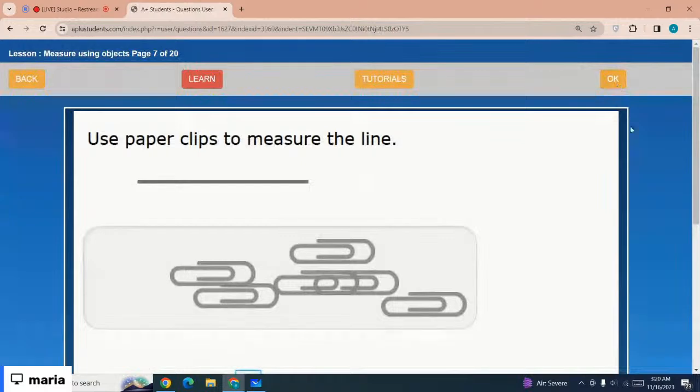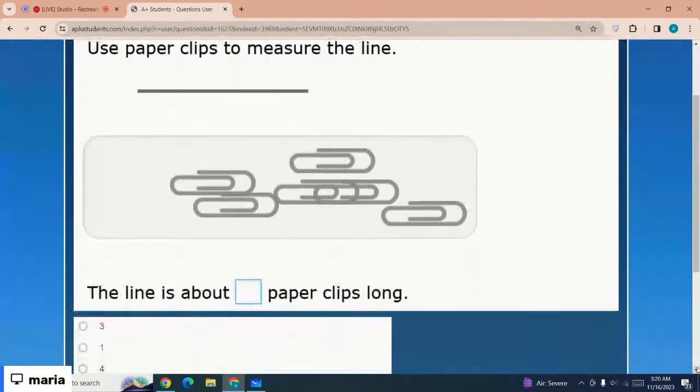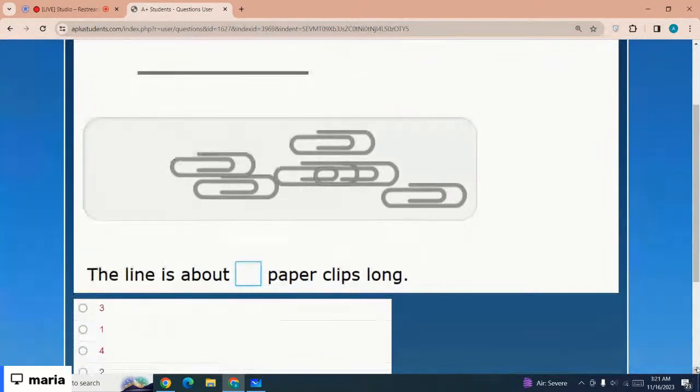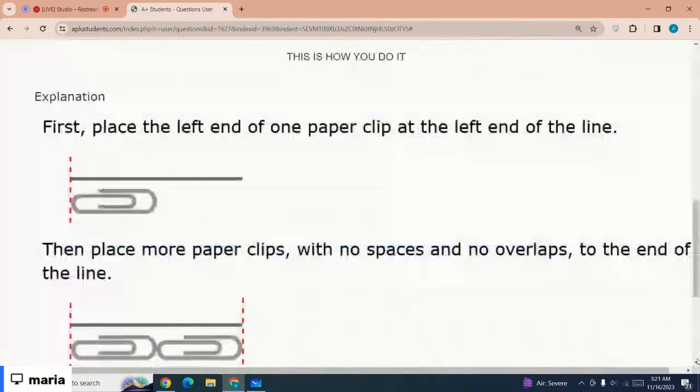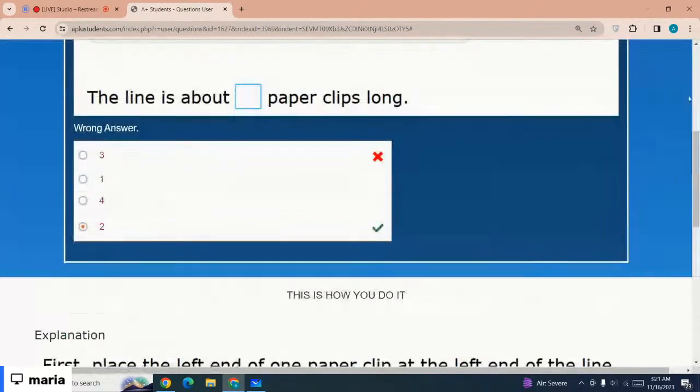Okay, use the paper clips to measure the line. The line is about, I think that's 2 paper clips long. Or maybe 3 paper clips long, not 2. Just 2 paper clips long.